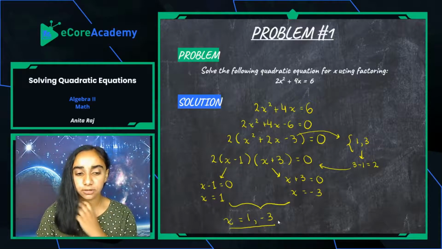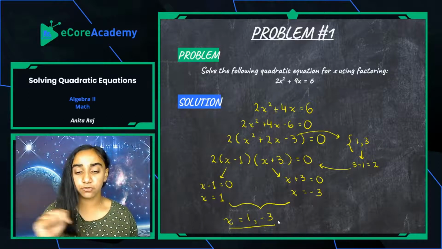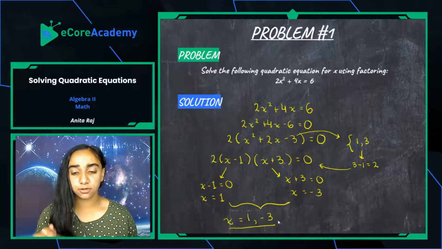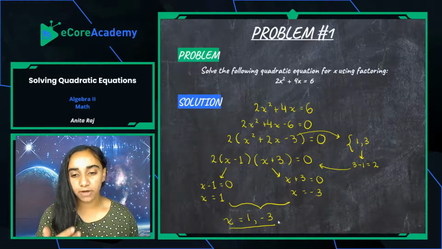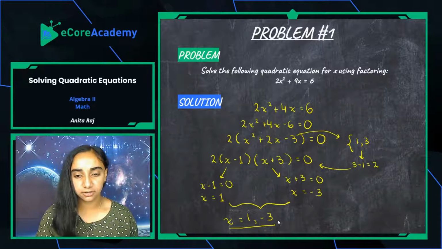If you want to, you can take a pause and plug 1 and negative 3 back into the 2 times x minus 1 times x plus 3 equals 0. You'll see they both work, and they both have the left-hand side of the equation equal to 0, and the right-hand side of the equation also equal to 0.